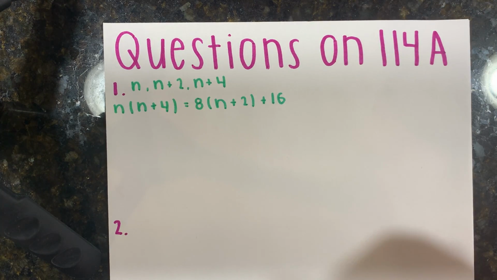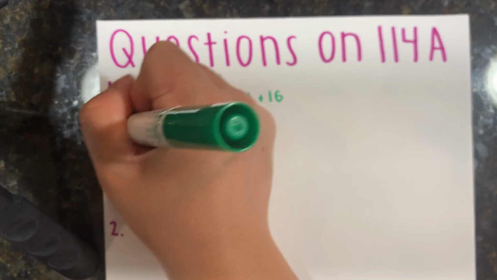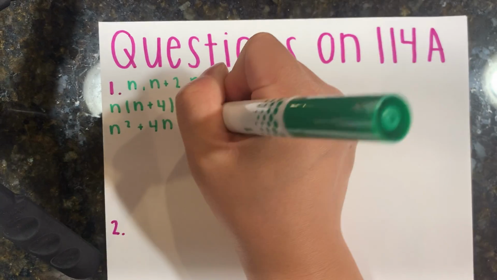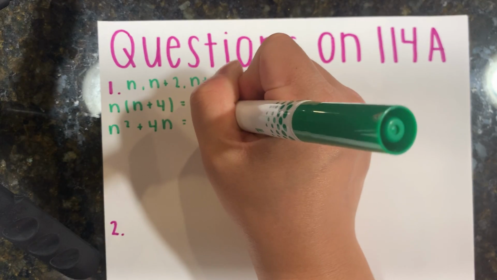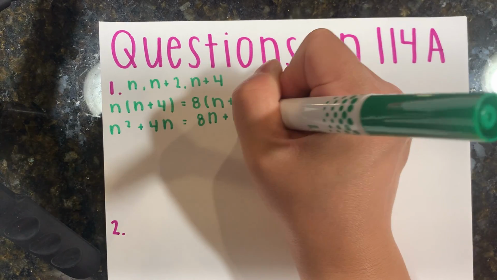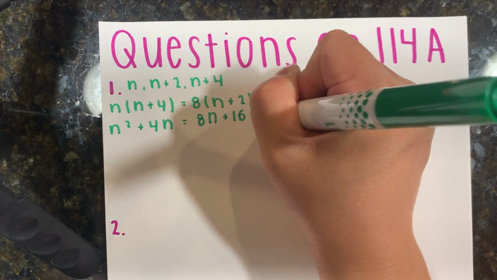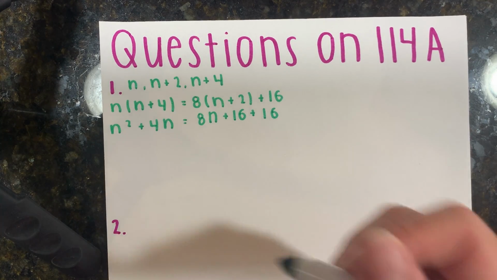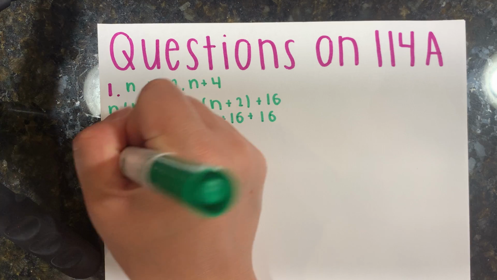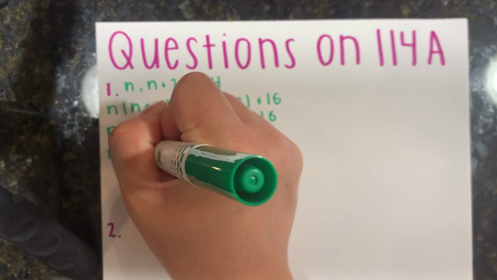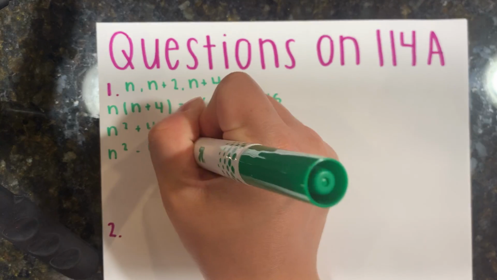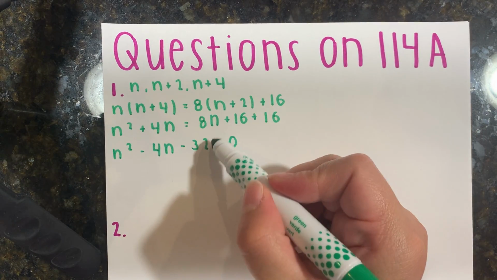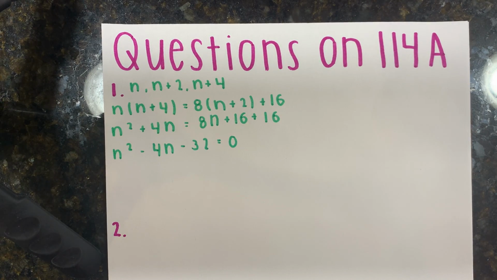Now I have to multiply this through. So that would be n squared plus 4n equals 8n plus 16 plus 16. Now if I bring that all over to the left-hand side, that's going to be n squared minus 4n minus 32 equals 0. Because when I bring the 8n to the left, it becomes negative.